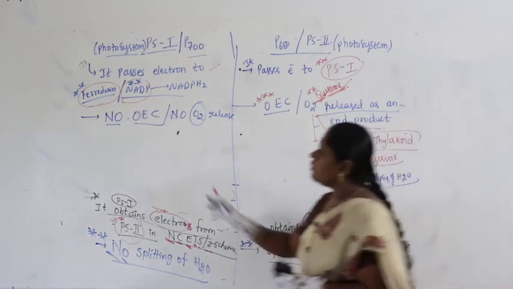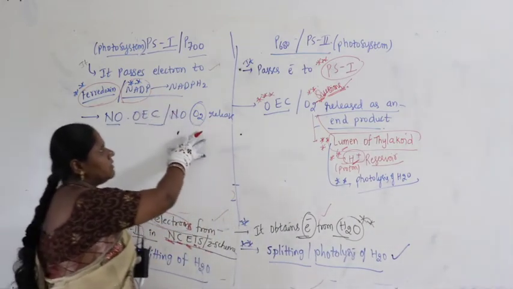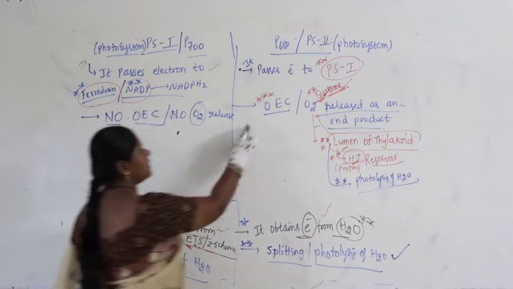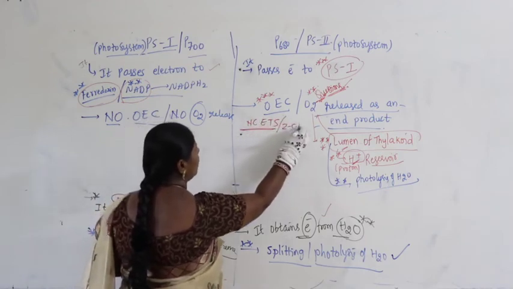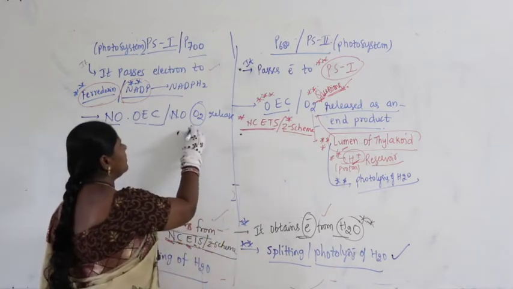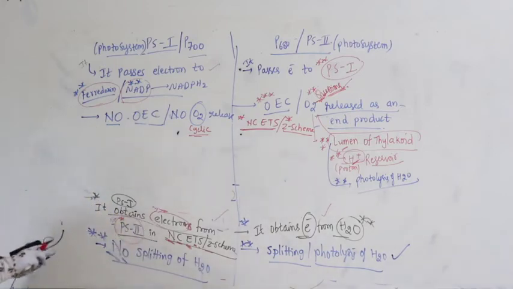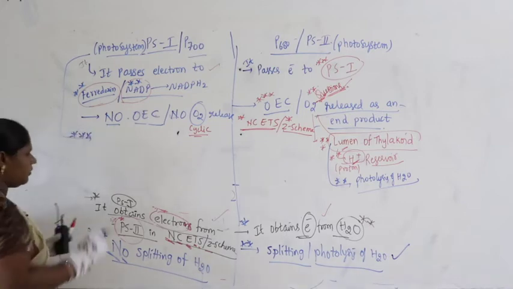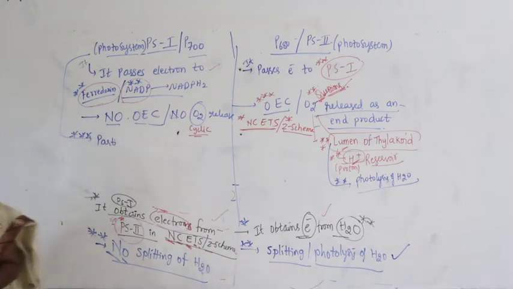So here there is no oxygen evolving complex and no oxygen is released, but oxygen release happens only in the non-cyclic electron transport system. This happens in the non-cyclic electron transport system, which is also called the Z scheme. It will not happen in the case of cyclic. That means what is happening here very clearly is that PS1 participates, a very important thing. Here I am writing: PS1 participates in, or is involved in.